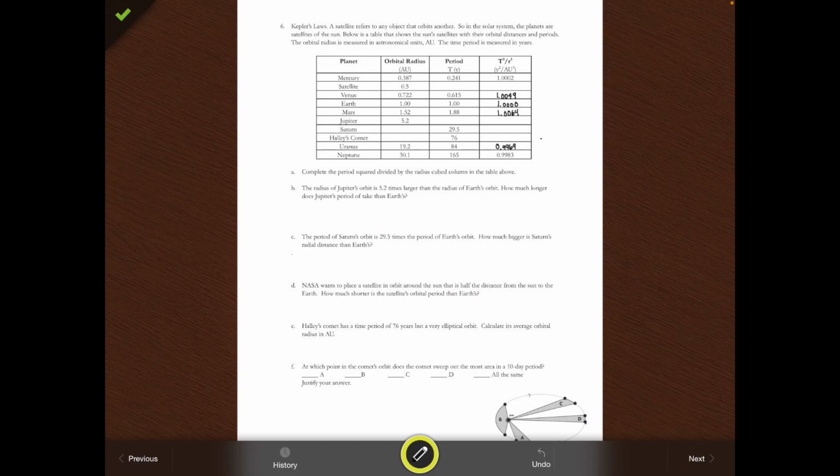Okay, so for number 6, I calculated the period squared divided by the radius cubed for all the ones I could do. That was Venus, Earth, Mars, and Uranus.